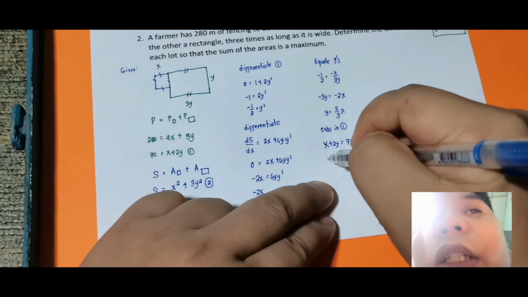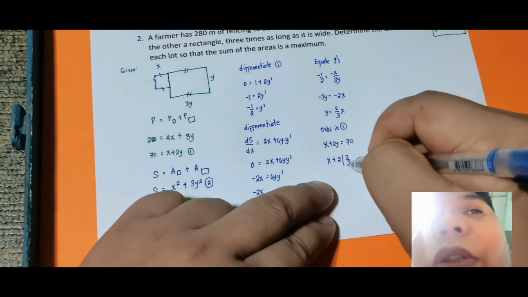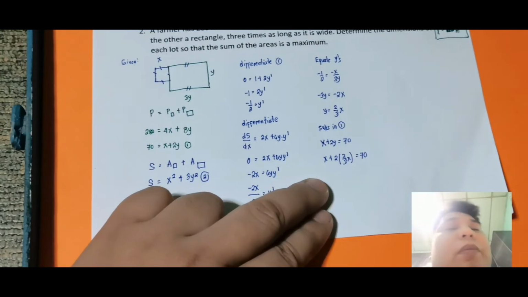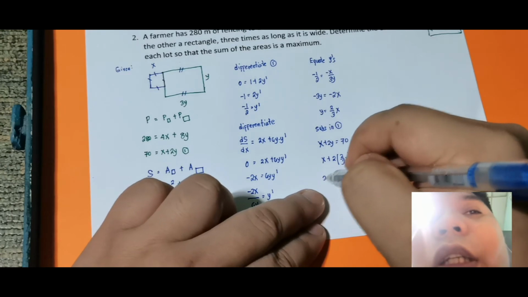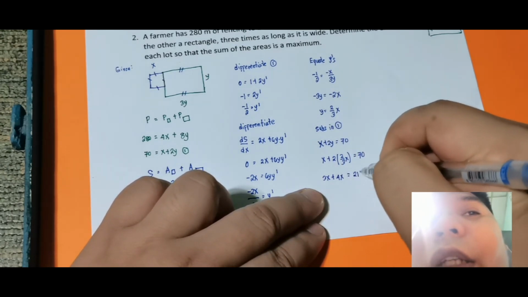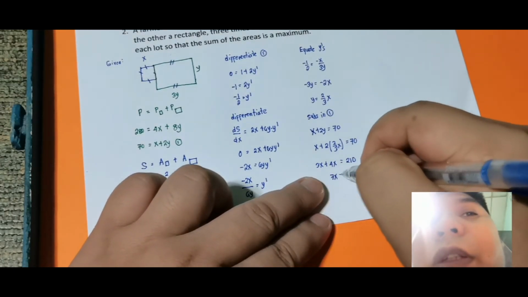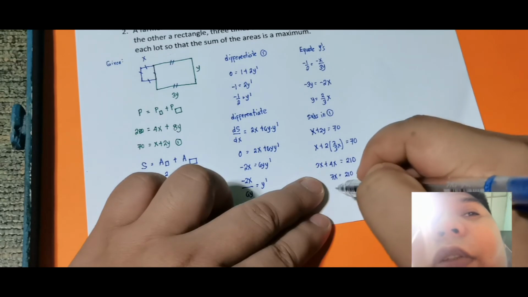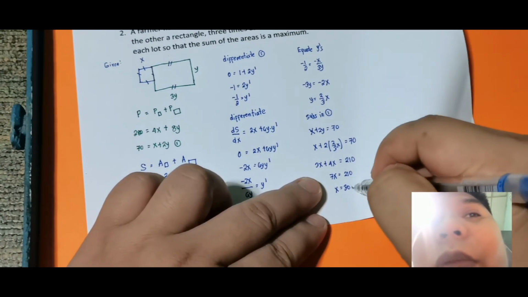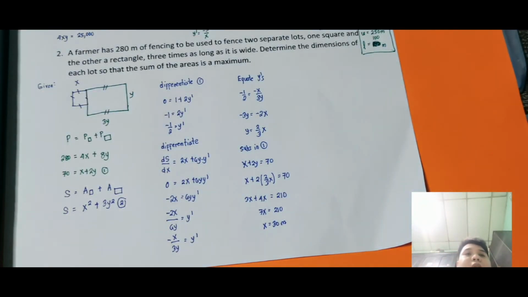Substitute natin yung xy na yan. This is x plus 2 times 2 over 3x is equal to 70. Okay, then multiply the whole equation by 3. So this is 3x plus 4x is equal to 210. Tama. So that is 7x is equal to 210. So therefore x is equal to 30. Okay, so this is 30 meter. Okay, so 30 by 30 yung ating square.